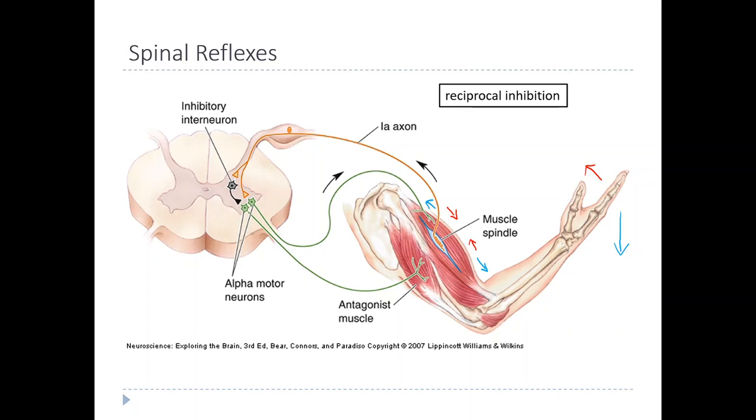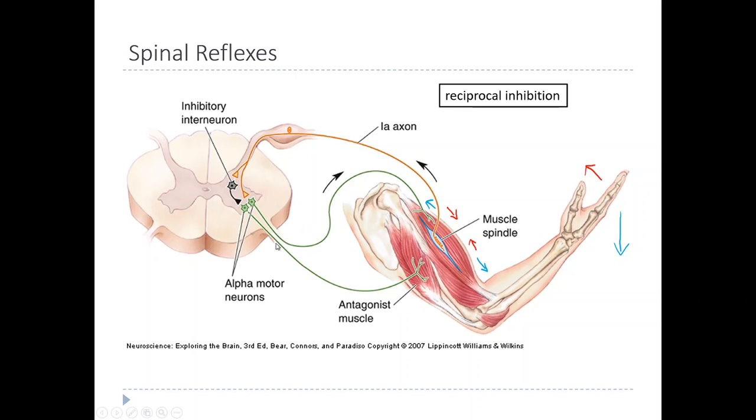And of course, there'd be a similar circuit that connected the muscle spindle of the triceps to its muscle, and then that would inhibit the alpha motor neuron that controls the biceps. And you notice too, this loop here, the 1A axon and the motor neuron for the muscle, that is the same as the myotatic reflex. So the myotatic reflex is part of this reciprocal inhibition circuit.